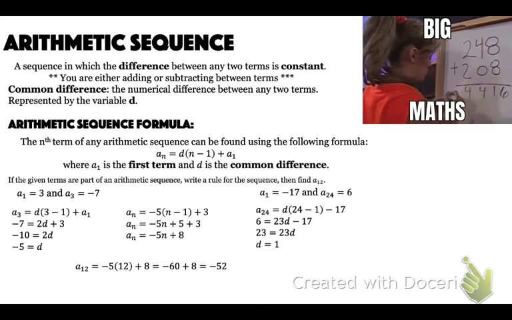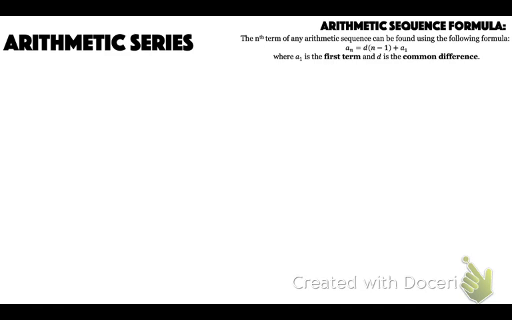Write the rule, so a sub n equals 1 times n minus 1 minus 17. So it's n minus 1 minus 17, which is n minus 18. So that means that a sub 12 is 12 minus 18, which is negative 6. Okay? All right. So that's the sequence.